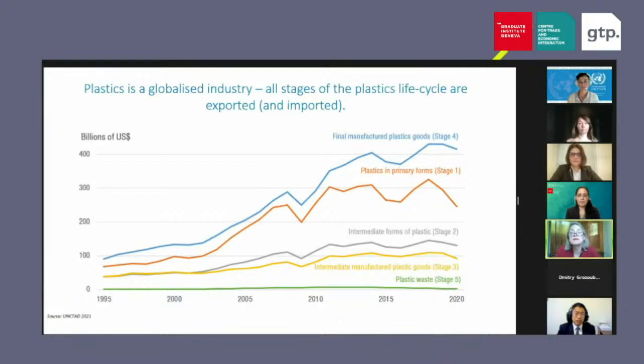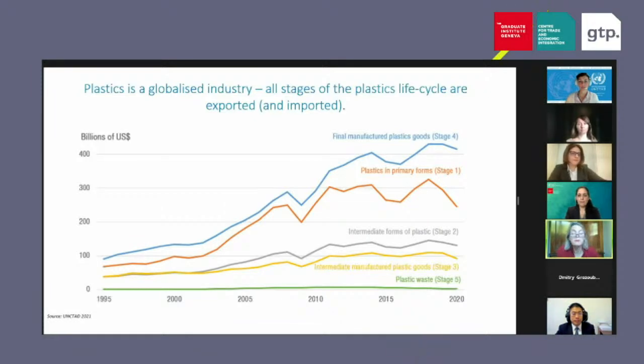The second thing that's interesting in this graph to me, and I hope to you, is that we see all the different phases in the productive cycle of plastic. And the one at the very top, the blue, this is the final manufactured plastic goods. Now, this is obviously a much higher number because it also incorporates the value added that's gone into making final products. But look also at the importance of the orange line. That's the second line there, number one, which is the primary forms of plastic.